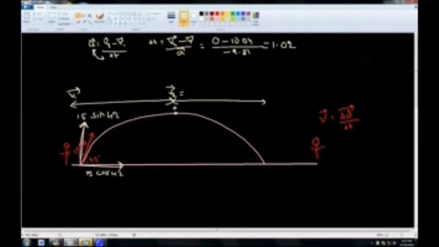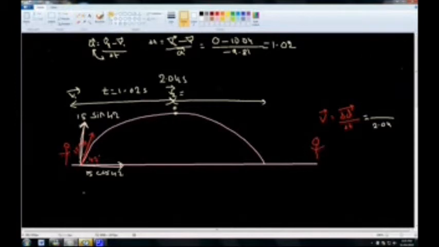Okay, sorry for the interruption. So t here we found to be 1.02 seconds. So you double this, you get 2.04 seconds in total at time. So right here you found out what's t, which is 2.04, right?